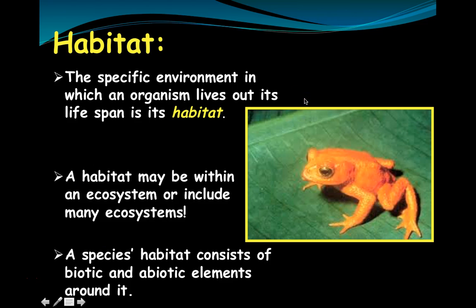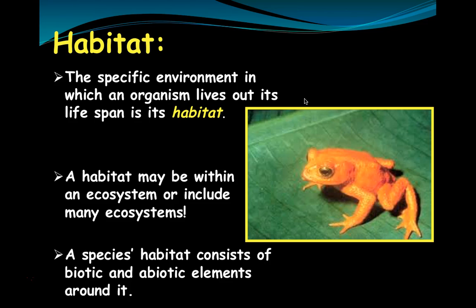Within these environments, living organisms need to also acquire a habitat. And a habitat is a specific place in the environment that an organism lives. A habitat can be in one ecosystem or it could be in many ecosystems. An example of an organism that has many ecosystems as its habitat would be birds that migrate south or north for the winter.